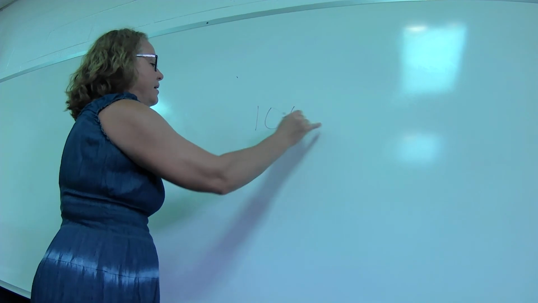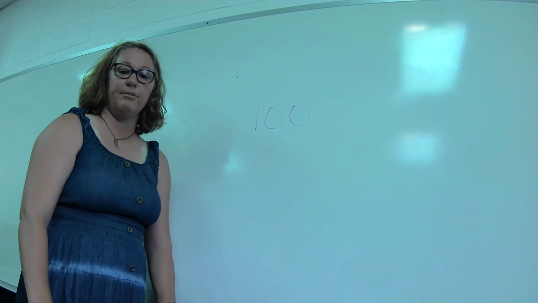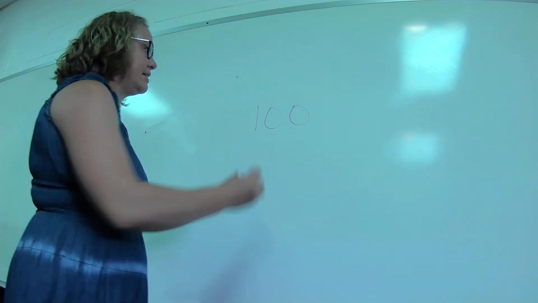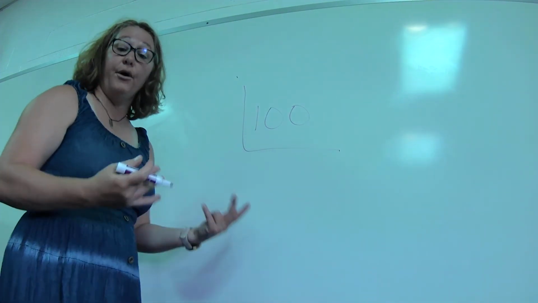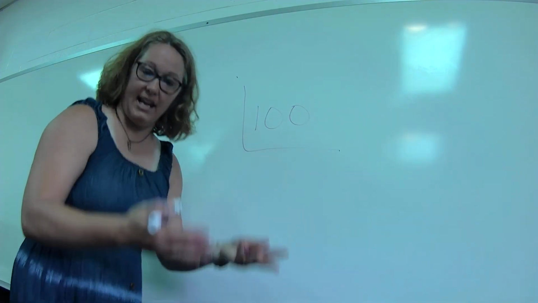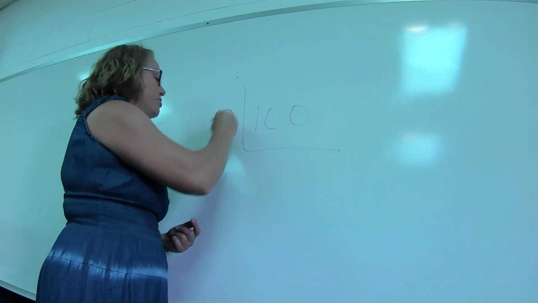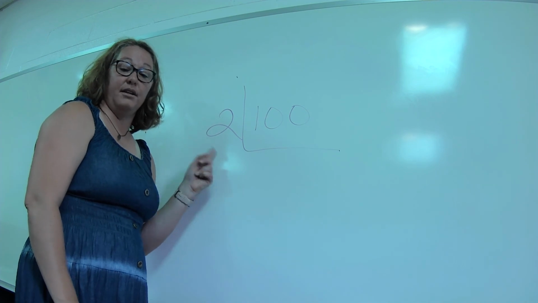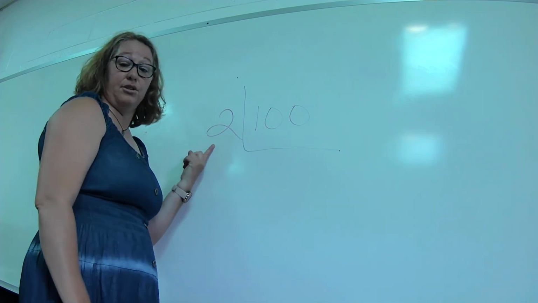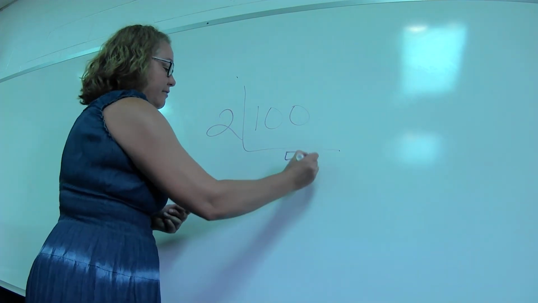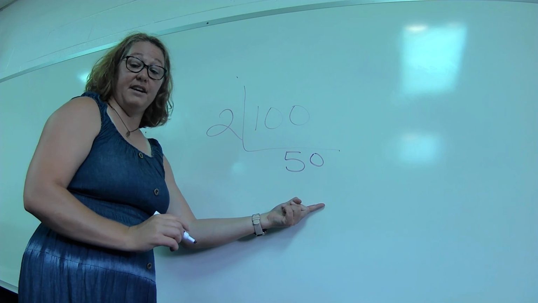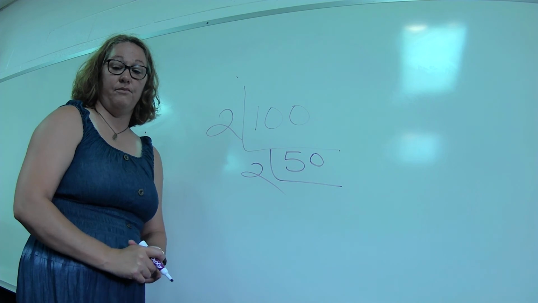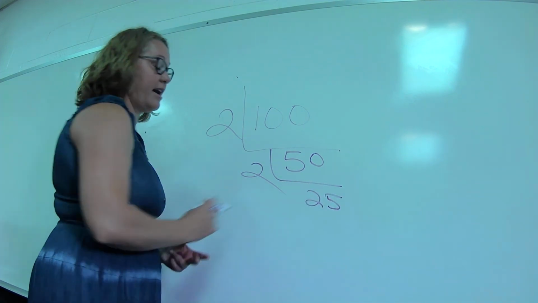Let's do 100. Oh, Mrs. French, that's a big number to factor out. It is. But when we factor by primes, you see it's not as difficult as you think. 100 is an even number. Okay, so we know we start with 2 because 2 is our only even prime number. So 100 divided by 2 would be 50. 50 is an even number. It ends in 0. So we're going to divide 50 by 2. That gives you 25.